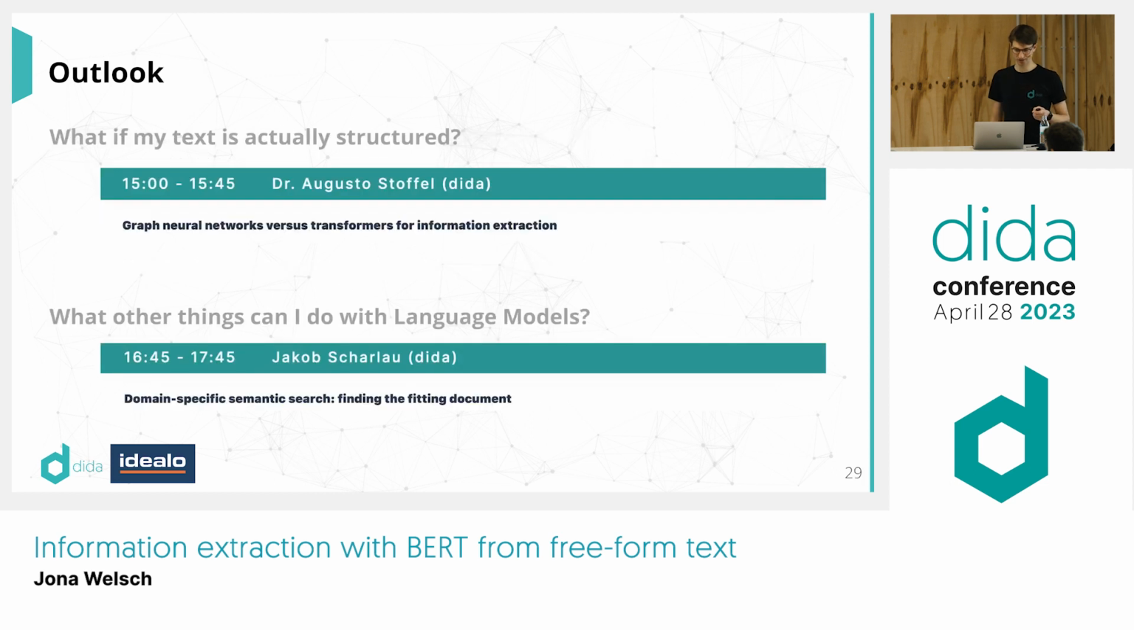And as a little outlook, right now I only talked about unstructured free-form text. But what if my text is actually structured and the location of my words plays into account when I want to determine the semantics? Well, then I can refer to a talk by my colleague Augustus Stoffel this afternoon about graph neural networks versus transformers for information extraction. And if you're wondering what other nice and interesting things I can do with language models, I can refer to the talk by Jakob this afternoon as well about domain-specific semantic search.